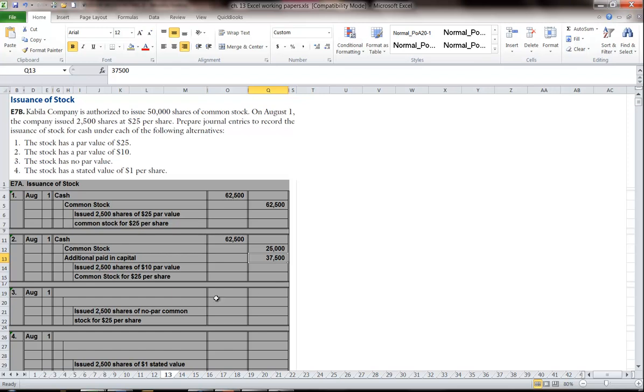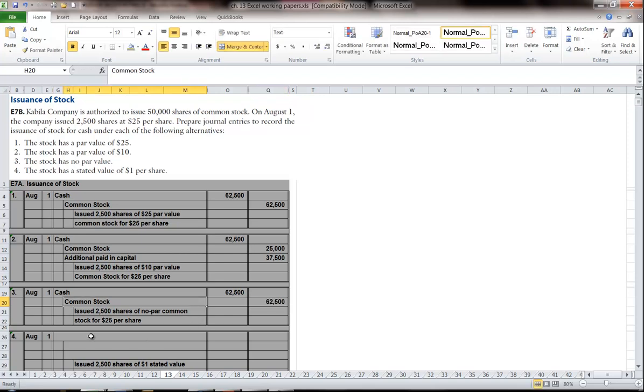keeping in mind that our debits still must equal our credits. Now, in example 3, we don't have a par value. So anytime there is no par value, then the dollar amount we sold it for is the exact amount that needs to be recorded in our legal capital account, common stock. So we received cash, so we increase our cash account, and we received 2,500 shares times $25, which is $62,500. And since there is no par value, that's the same amount that must go into our common stock account, 2,500 shares times $25.